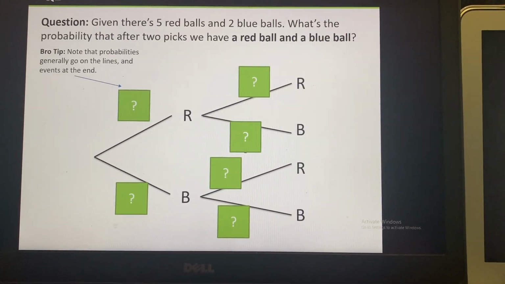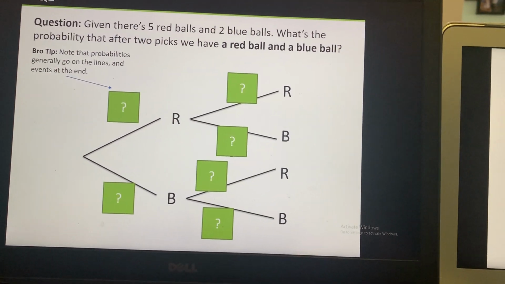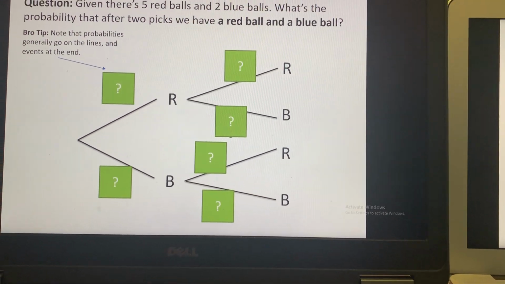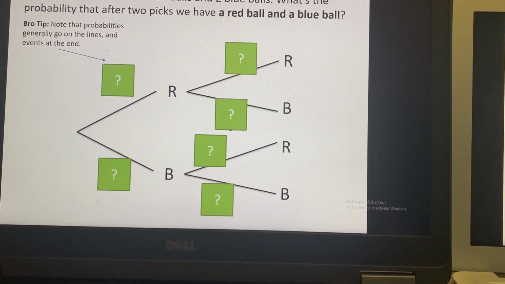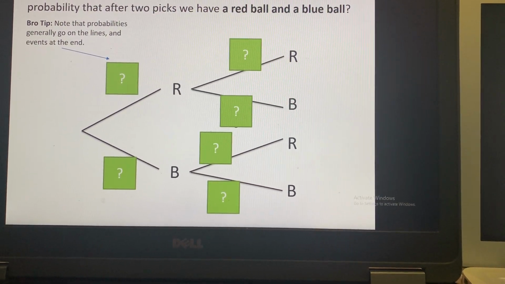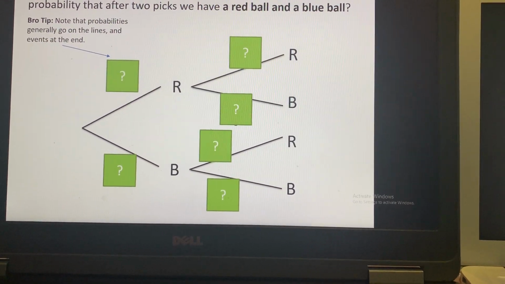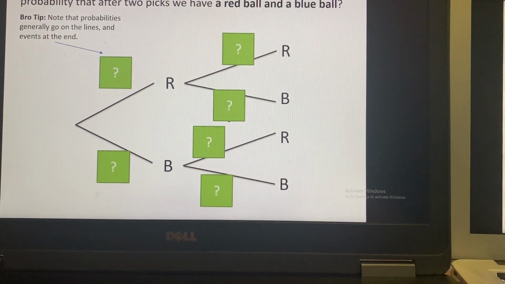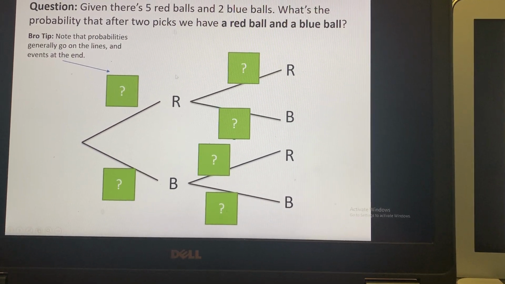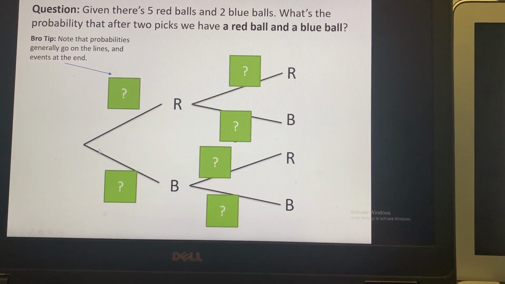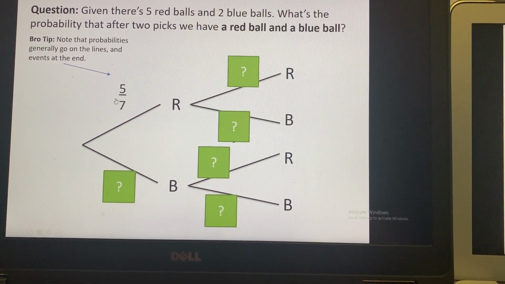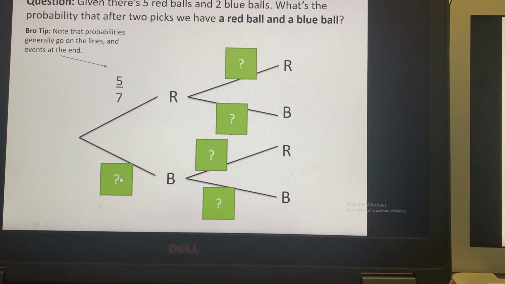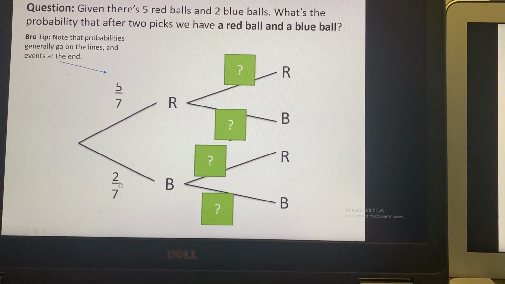So let's look at question 1. This says, given that there's 5 red balls and 2 blue balls, what's the probability that after 2 picks we have a red ball and a blue ball? Now that's quite simple, isn't it? So in total there's 7 balls. The probability that I pick a red ball is 5 out of 7, and the probability I pick a blue one will be 2 out of 7.